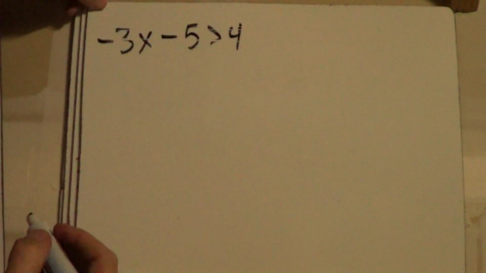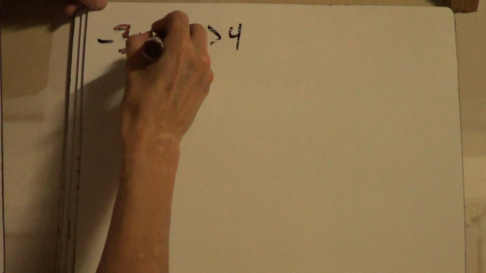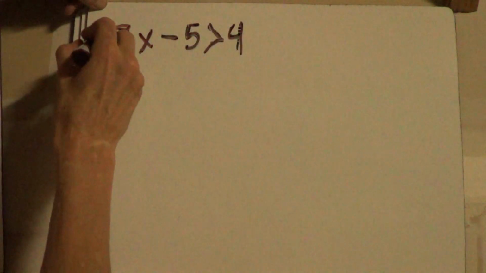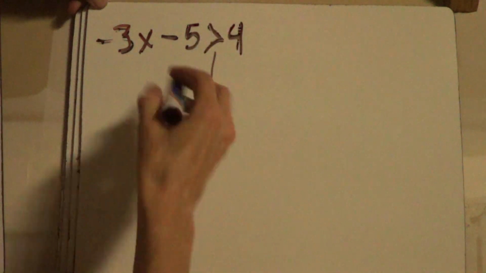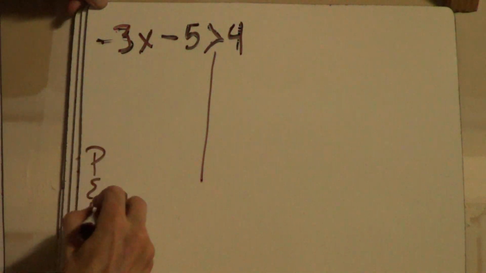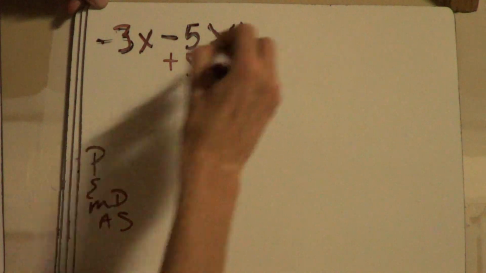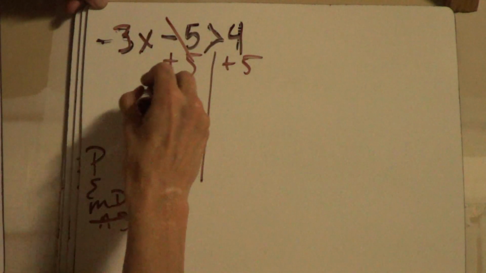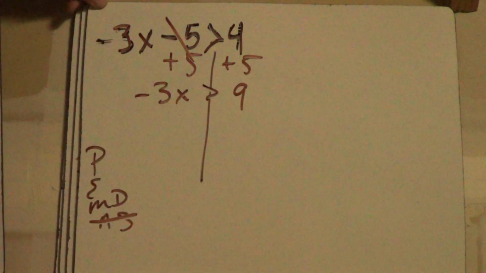Okay, on this problem, same problem, but I wanted to throw a negative 3 in here. Right there, just to throw you off. So, draw the line, not to throw you off, but to show you. We go up the PEMDAS. Add 5 to each side, because that's what's being added or subtracted to the x. That wipes out. We get negative 3x is greater than 9.